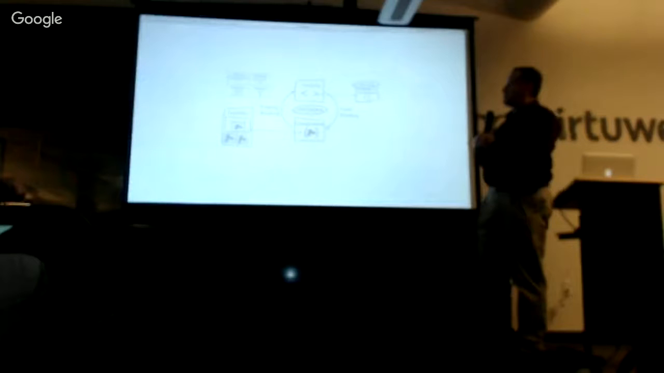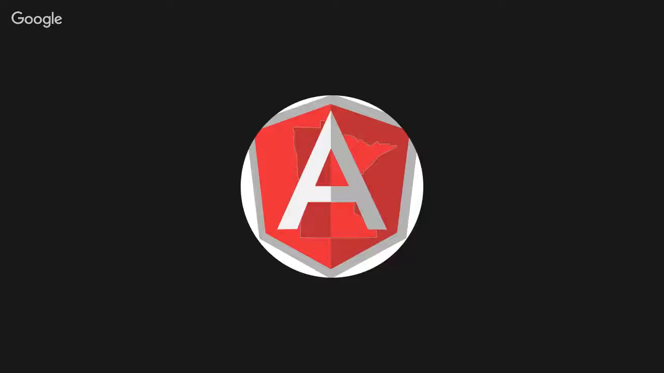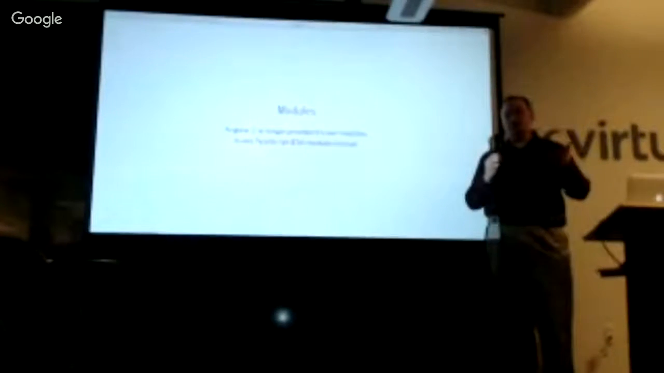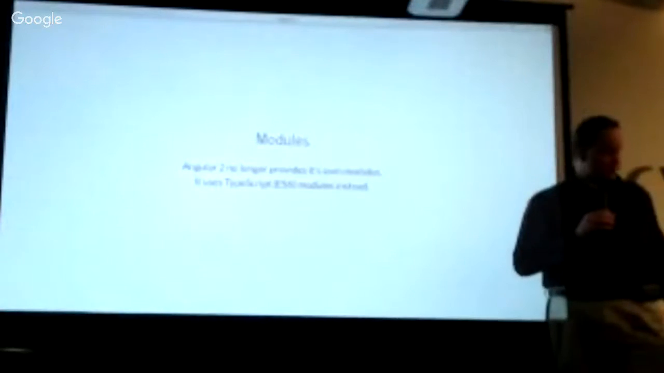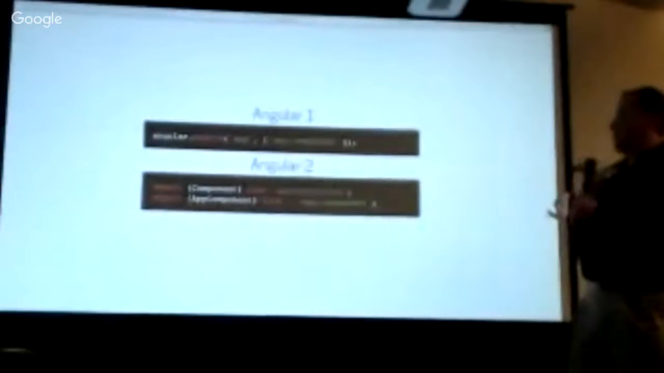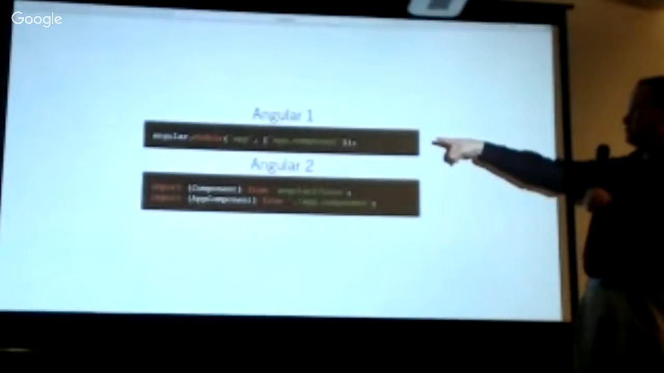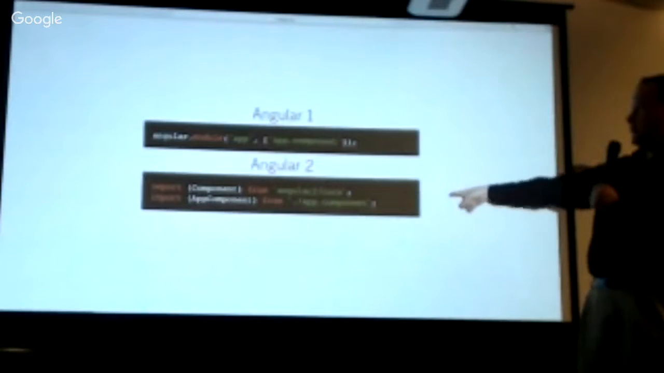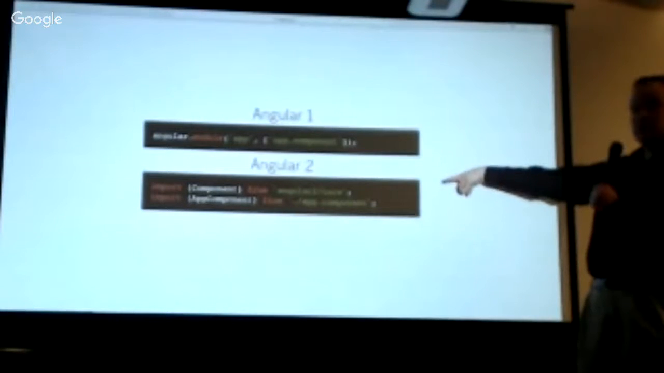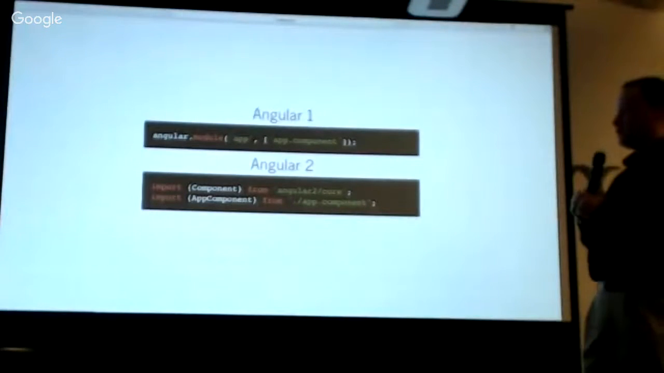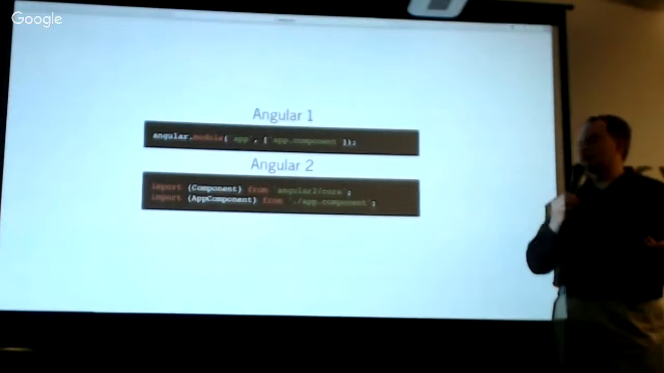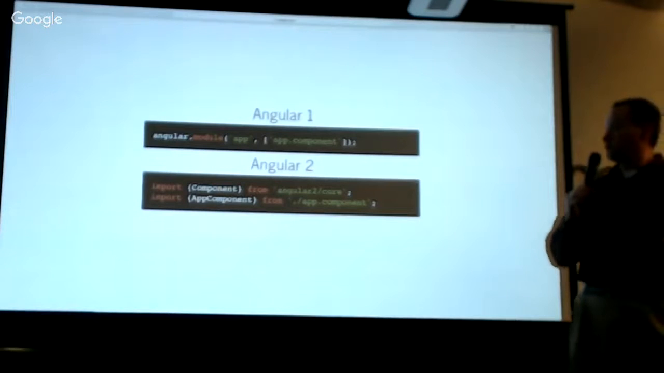So let's talk about modules. Angular 2 no longer provides modules. That's completely gone. Instead, it expects you to use the TypeScript or ECMAScript 6 version of modules instead. So whereas in Angular 1, I had to create a module, and if I wanted to use other modules, I had to import them in. Now here you'll see that we're just using the standard ECMAScript 6 imports. So if you're using ECMAScript 5, you're going to want to use something like require.js or CommonJS to modularize your application.